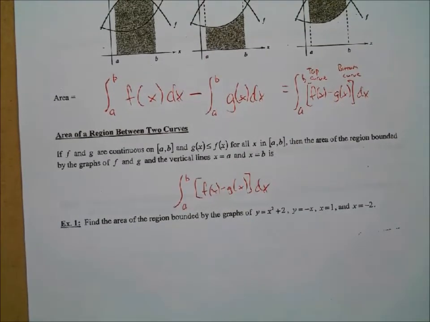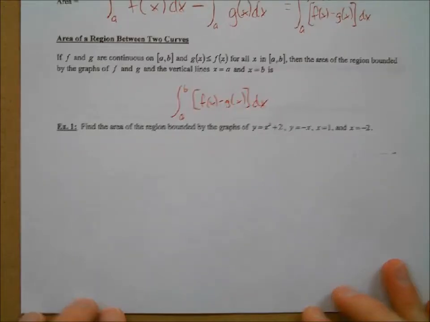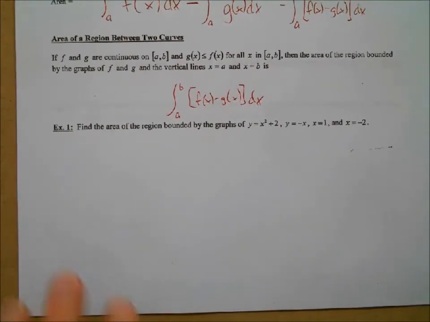Okay, that is the area of our region right there. Okay? So, let's jump into some problems here then. All right. So, for example 1. Example 1 here says, find the area of the region bounded by the graphs of y equals x squared plus 2, y equals negative x, and x equals 1, and x equals negative 2.